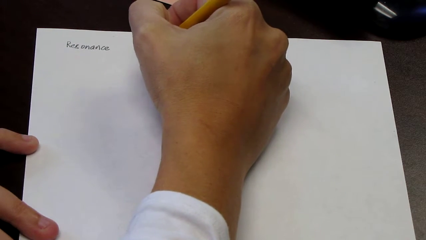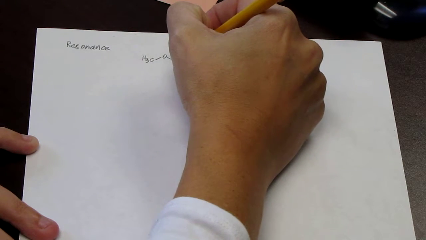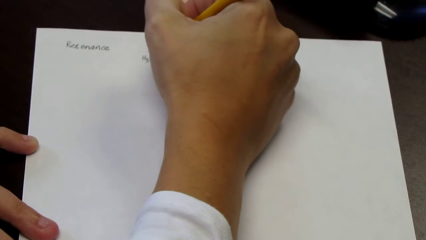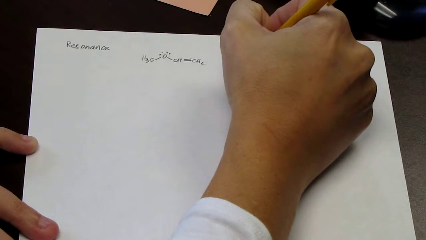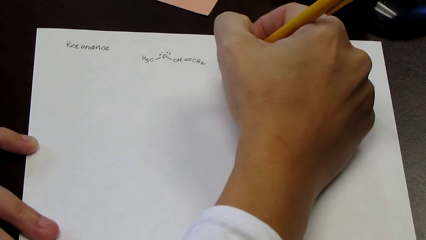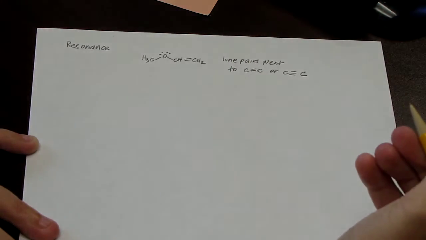I just wanted to make a short video concerning resonance structures, which may also help reinforce drawing. In general, when we're looking for resonance, let's say we have this molecule, CH3O, CH, double bond CH2. You want to look for lone pairs next to a double or a triple bond. That's a key setup for resonance.